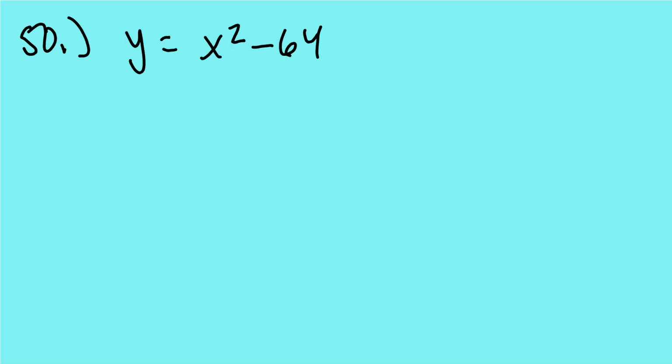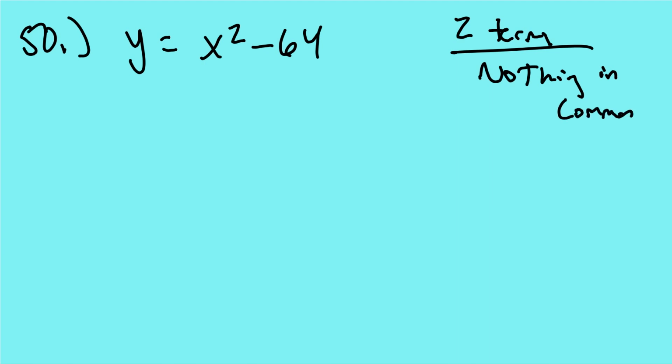All right, 50. Another problem that's a little bit different because it's got two terms, but there's nothing in common. So I have to hope that I have perfect squares.